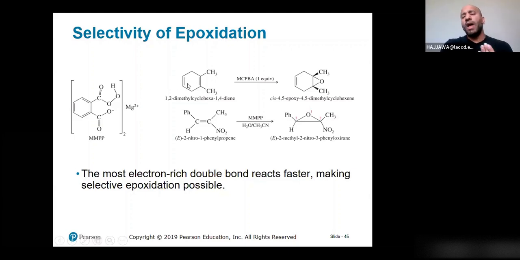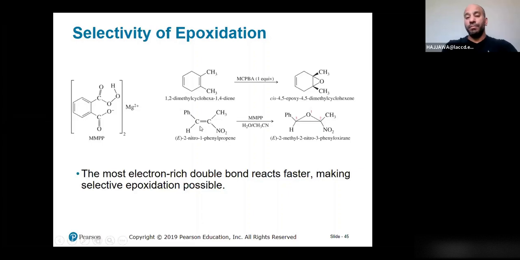What happens if I have two alkene units? Well, there is a selectivity. The more electron-rich alkene will be the one that's going to go through epoxidation faster. So if I have a 2-methyl group attached, obviously this alkene will be more reactive than the left-hand side alkene. And that's why you see in the presence of MCPBA or the MMPP, you will get the epoxide on that side of the molecule. Of course, the stereochemistry is retained. You can see here the CH3s are already cis, so that's why they are cis in the final structure.